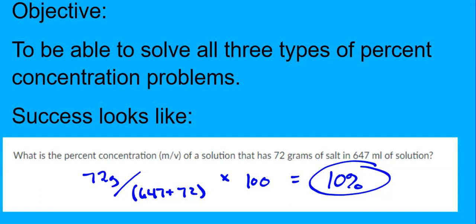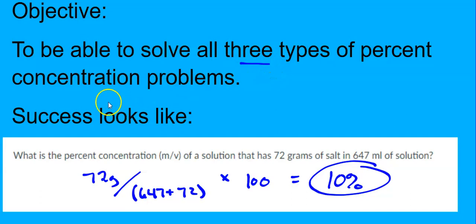Alright, so this video should help you with percent concentration problems. So we have molarity. Molarity is a unit of concentration. Percent is a unit of concentration. Parts per million is a unit of concentration. So this is just one of the three ways we're going to calculate concentration. The objective is to be able to solve all three types.